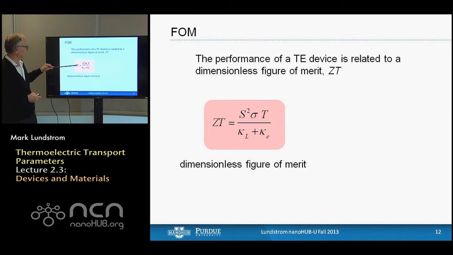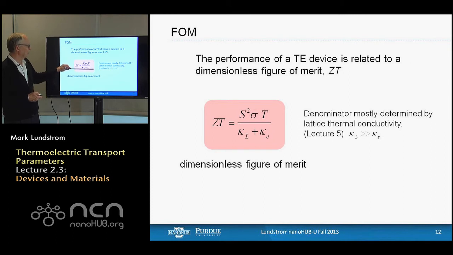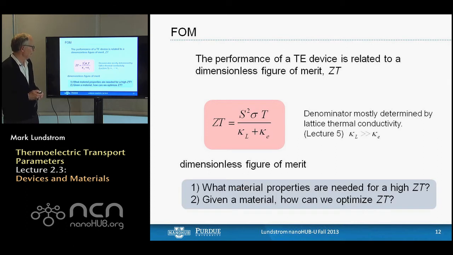If I multiply it by T, it will be dimensionless. So it's Seebeck coefficient squared times electrical conductivity times temperature over thermal conductivity. And the bigger this is, the more efficient the device is. Now the denominator is mostly determined by the lattice thermal conductivity, because in semiconductors, most of the heat flow is due to the lattice, not to the electrons. We'll discuss that in lecture 5. The numerator is determined by the electrical performance, and we'll discuss that a little bit.